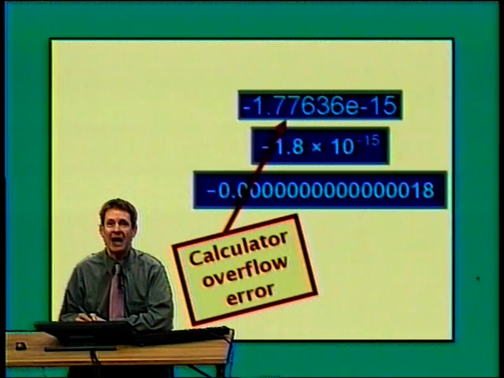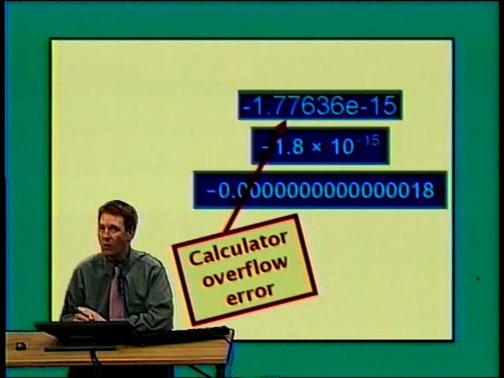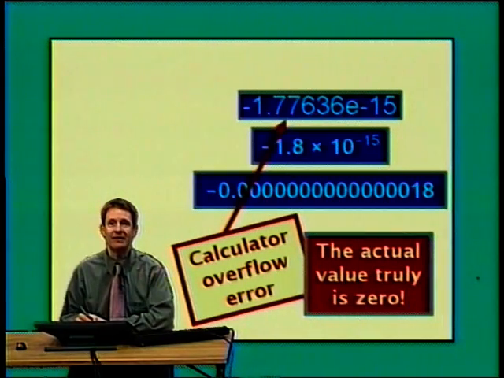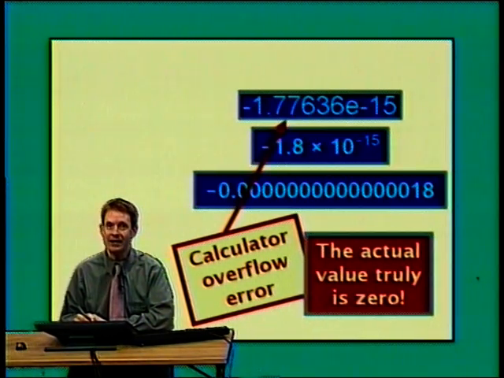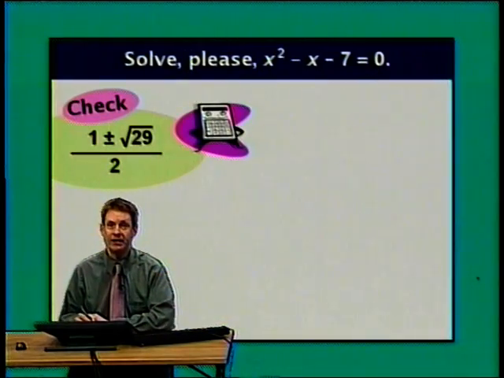This is called calculator overflow error, and it shows up sometimes when the result is supposed to be 0. So if you're looking for a result of 0 and you see e to the negative 15, e to the negative 14, e to the negative 16 show up, you need to interpret that as calculator overflow error and realize that the actual value truly is 0. 7 minus 7 is 0. It's not negative 1.77636 e negative 15. So our answer really did check. We need to check our other solution.